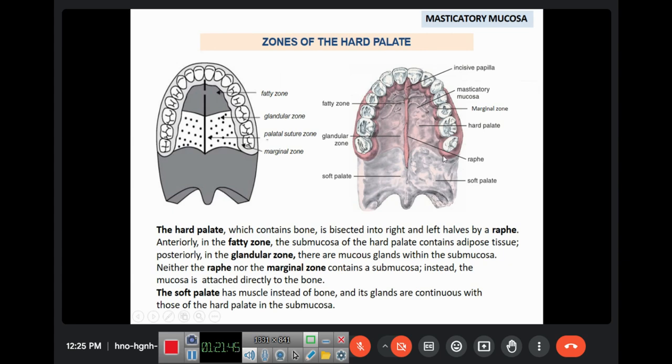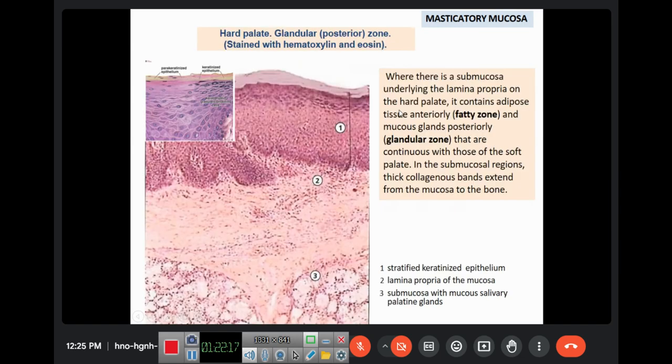It is closely attached to the teeth of the upper jaw. So the hard palate is involved in chewing process, in mechanical processing of food, so it is covered with masticatory mucosa, but two zones, fatty zone and glandular zone, have submucosa, which is unusual for masticatory mucosa. Now we look to the histological structure of these zones.